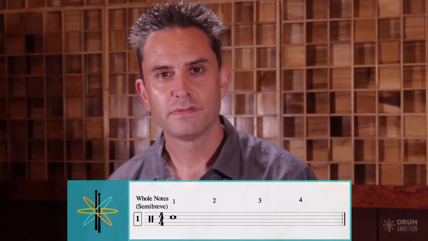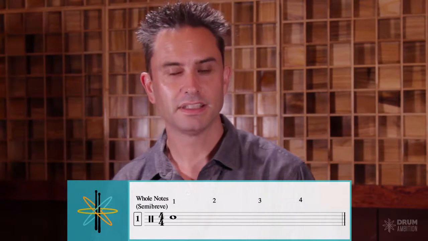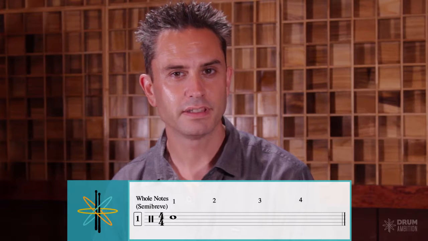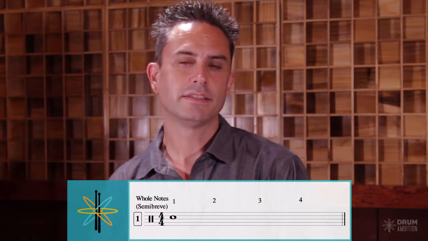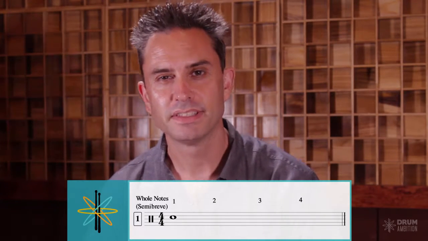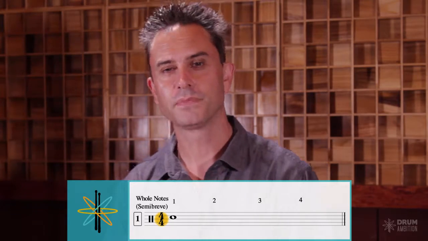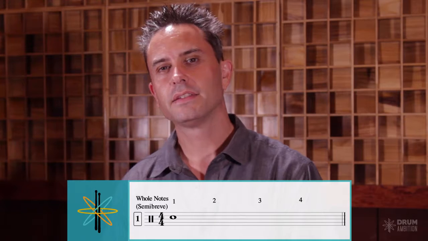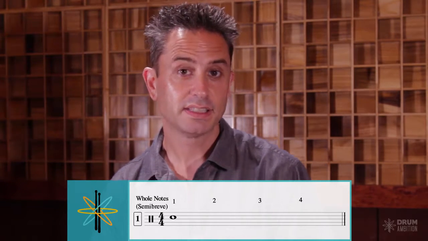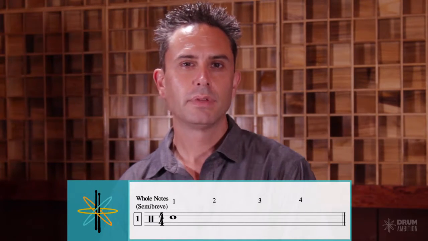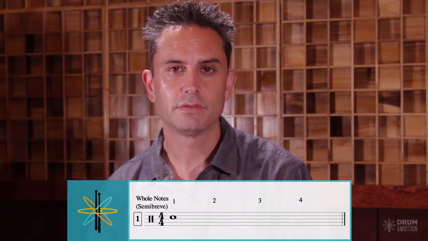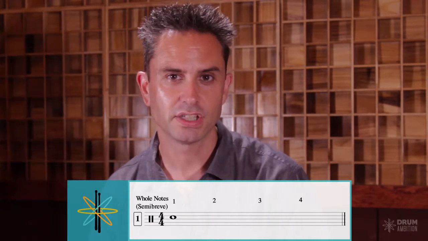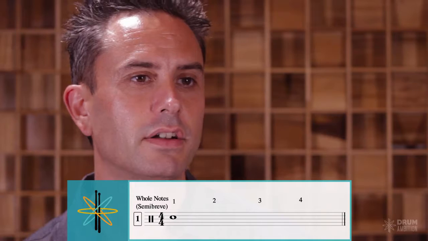So on the screen in front of you now, you will see a bar, and there is a note in the bar. I'll talk to you about that note in a moment. But the first thing I'd like to do is draw your attention to the numbers on the left-hand side of the bar. This is called a time signature. Now, we're not going to get too deep into time signatures in this first module of Drum Ambition, but it is important that we talk about this one. It's called a 4/4 time signature, and this is also known as common time.